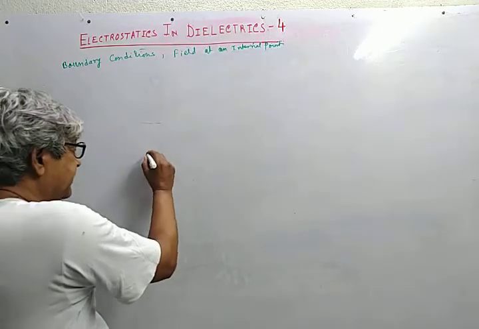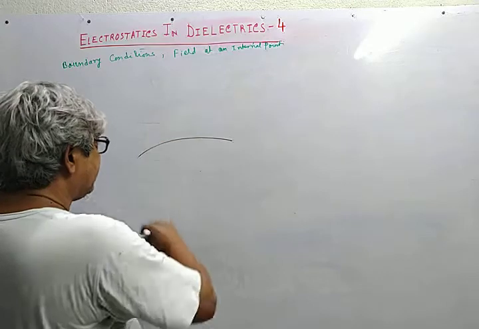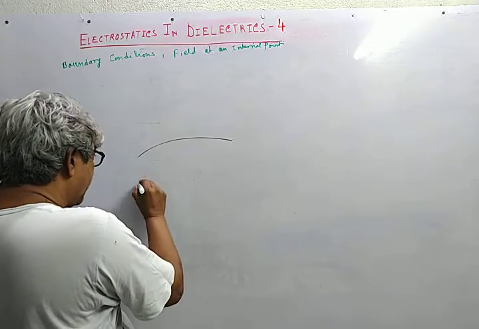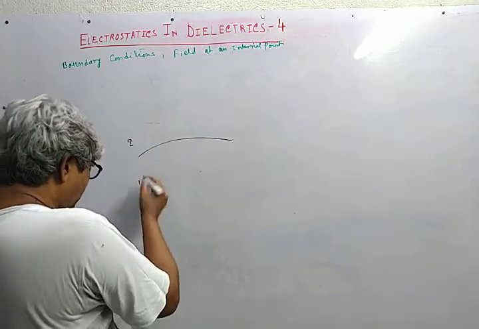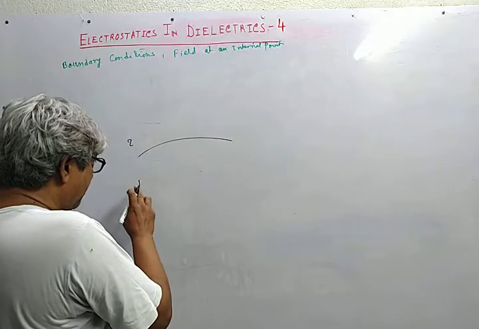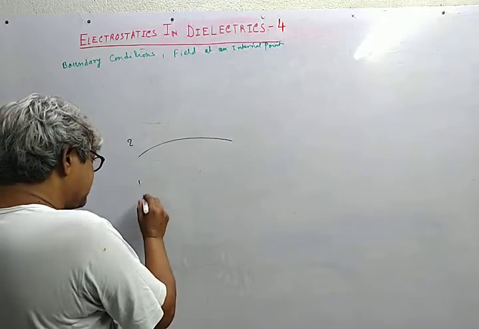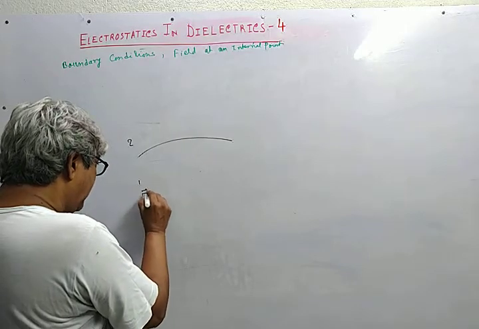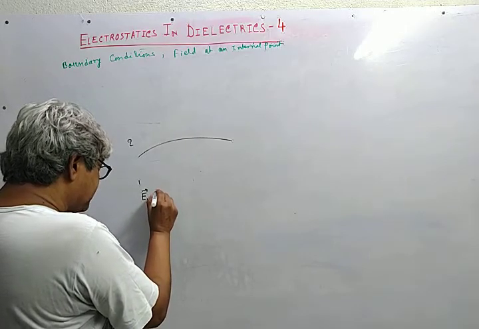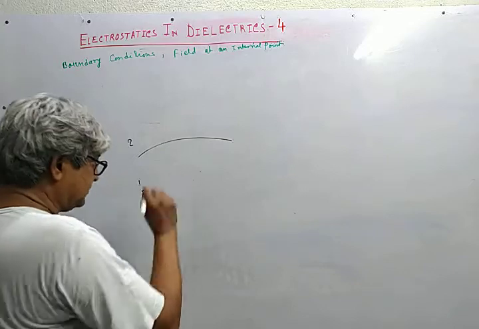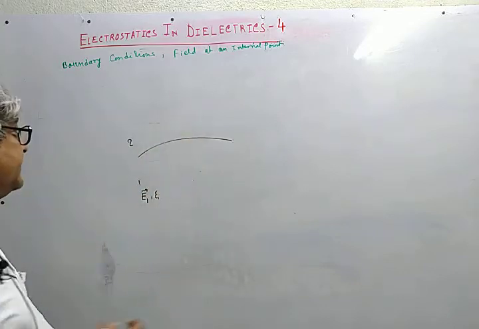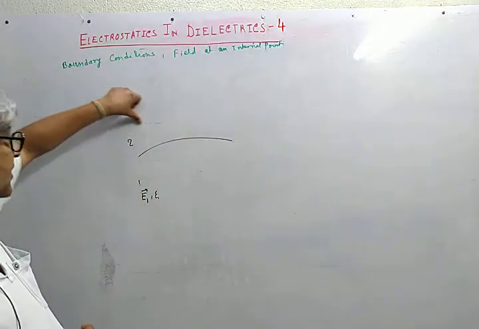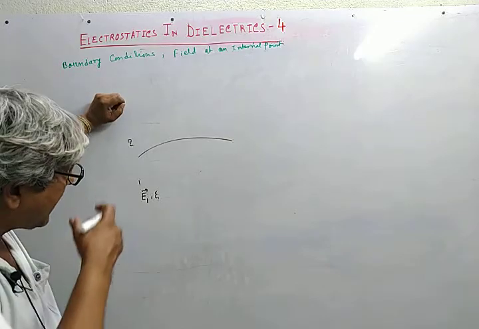Consider a surface separating two media, media 1 and media 2. All quantities in medium 1 are denoted by a suffix 1. So the electric field in medium 1 is E1. Its permittivity is epsilon 1, and so on. And there is another medium 2. These are two dielectric media.